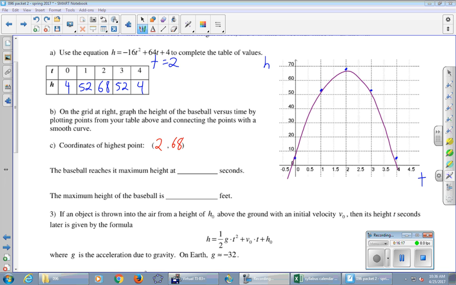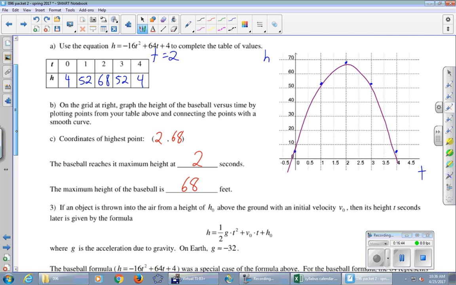Okay, the baseball reaches its maximum height at how many seconds? It's 2, that's what the 2 is, so fill in the 2. And what is the maximum height of the baseball? It's 68 feet. So we've got two different numbers here, 2 seconds, 68 feet, right? This is just us interpreting what those numbers mean.